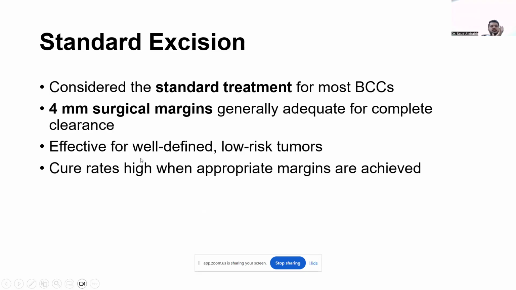So standard excision, 4mm surgical margin to be safe. And yeah, that's your typical elliptical, where you can do it without needing to spare tissue or you're in a tight area.